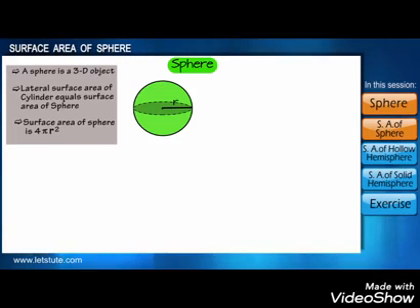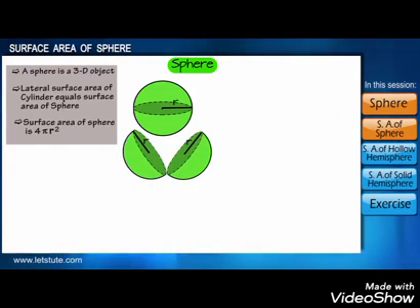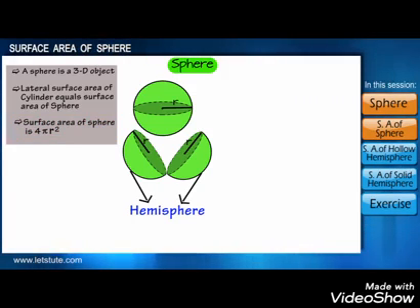For instance, if we cut a sphere into two equal parts, these two half-cut spheres are called hemispheres. So guys, if the surface area of a sphere is 4 pi r squared, then what would be the surface area of a hemisphere? Well, we think that it would be half of the surface area of a sphere, that is 2 pi r squared, which is correct, but only in the case of a hollow hemisphere.